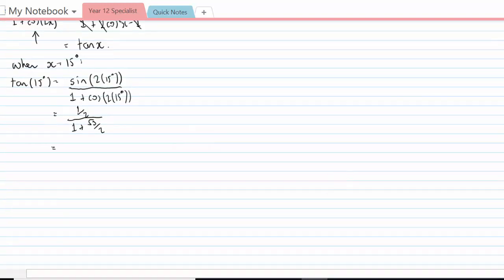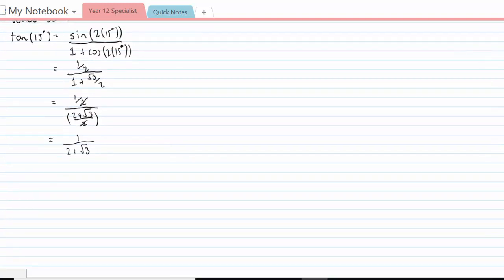which we should tidy up a bit. So I'll leave it as half over 2 plus root 3 all over 2. And then these halves will cancel out. So we could write it as 1 over 2 plus root 3.